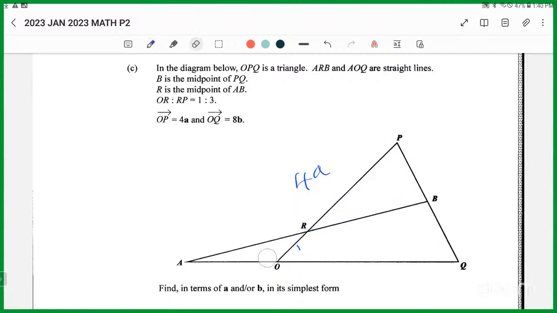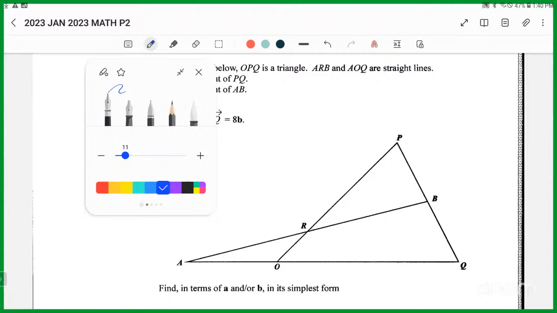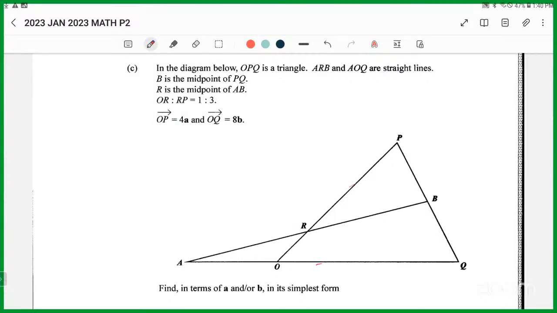So it means that you can write the vectors on it. This vector up here is 3A. This vector here is 1A, the ratio is 1 to 2. The total vector is 4. The vector OQ is 8B. So right out here it says 8B. Let's put it up. So this vector OQ is there.